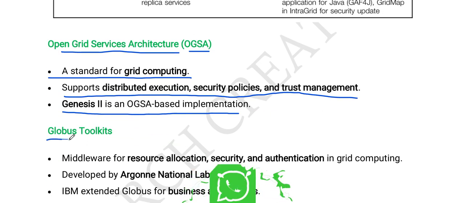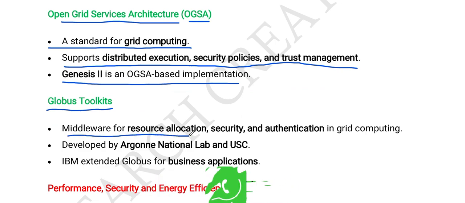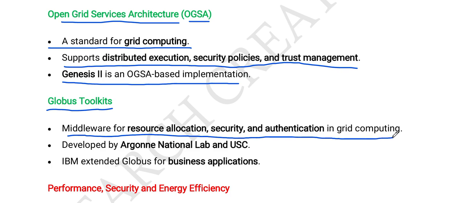Next is Globus toolkit, middleware for resource allocation, security and authentication in grid computing, developed by Argonne National Lab and USC. IBM extended Globus for business applications also.